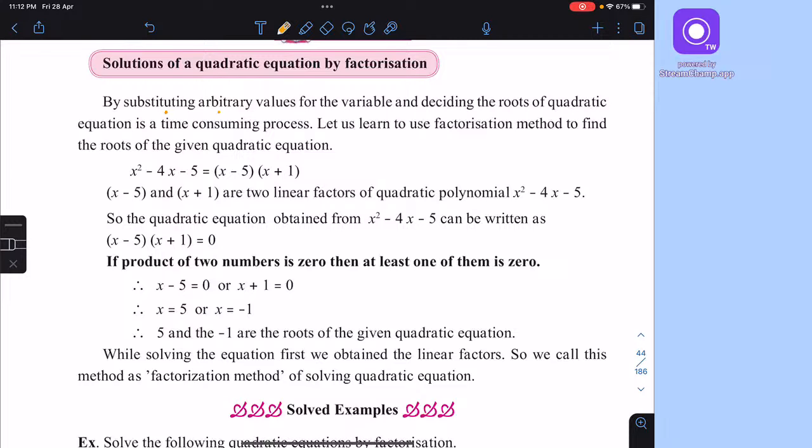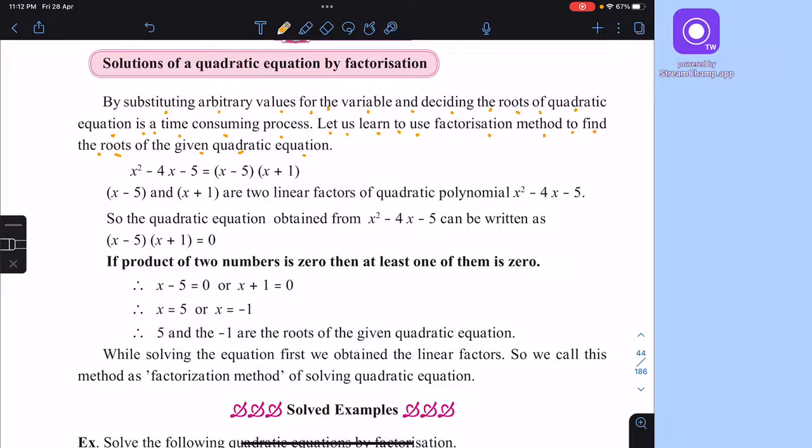Dear students, today we are going to see the solutions of quadratic equation by factorization. By substituting arbitrary values for the variables and deciding the roots of a quadratic equation is a time-consuming process. Let us learn to use the factorization method to find the roots of the given quadratic equations.